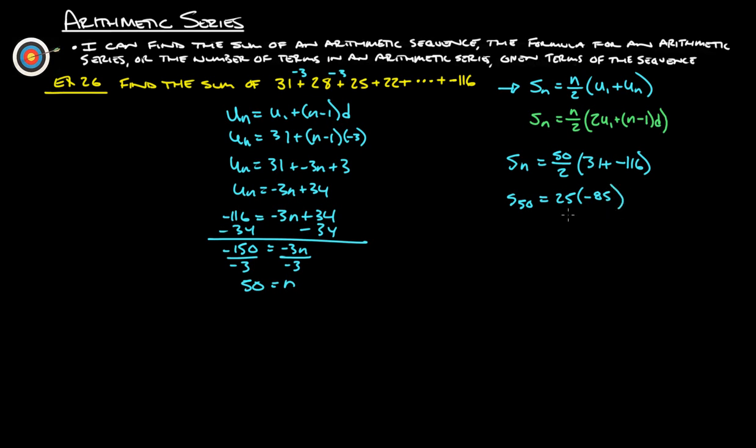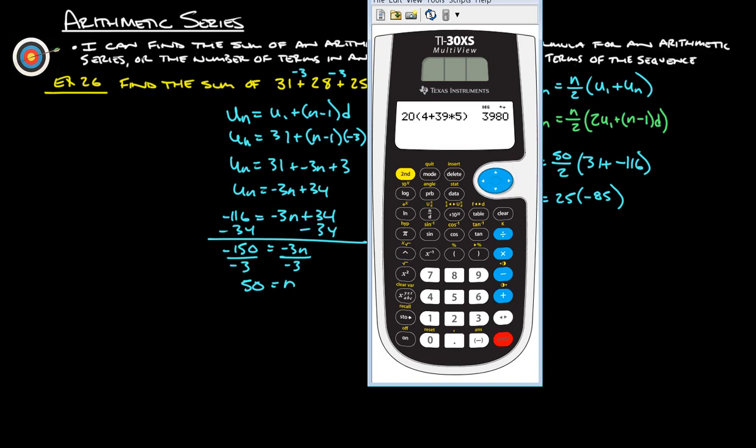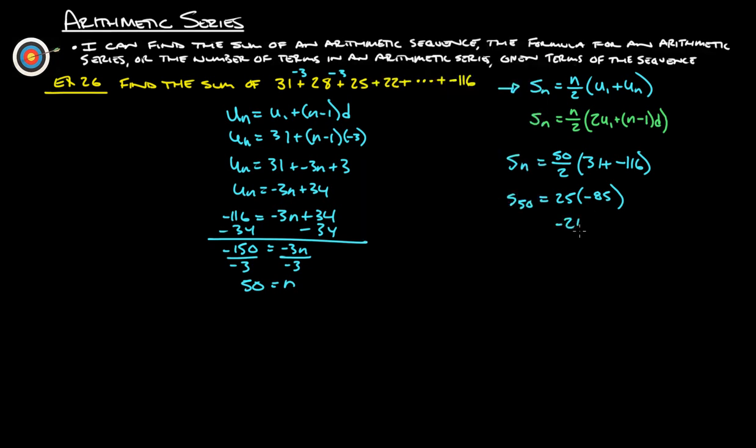Yep. Okay, and now we just have to figure out what 25 times negative 85 is. So 25 times negative 85 gives us negative 2125. Okay, so if we add the first 50 terms together, we're going to get negative 2125.